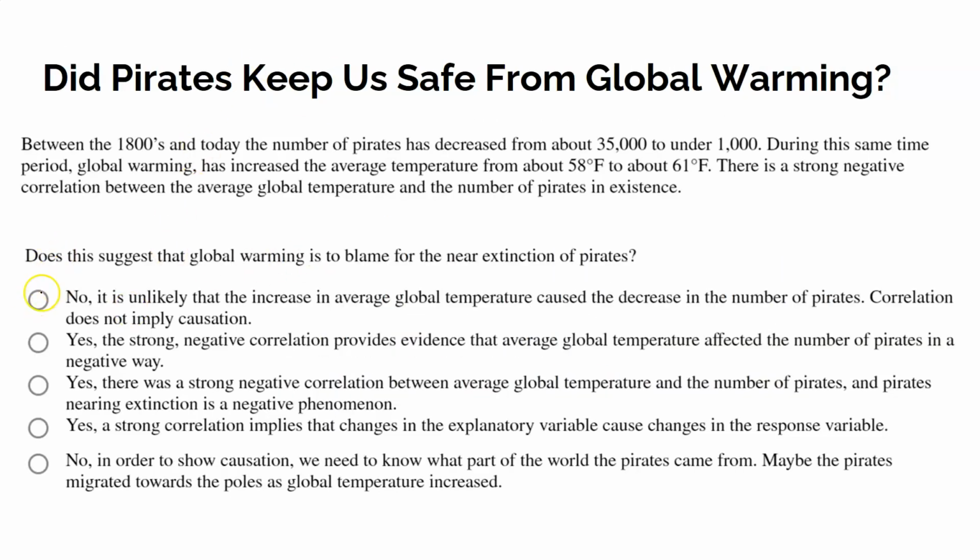You should have said no. There is no way that pirates kept us safe from global warming, so that narrows it down to these two. It is unlikely that the increase in average global temperature caused the decrease in the number of pirates. Correlation does not imply causation. The other option was, no, in order to show causation, we would need to know what part of the world the pirates came from. Maybe the pirates migrated towards the poles as global temperature increased. This explanation does not make sense, although the no is correct. We know that pirates did not migrate toward the poles, so your answer there should have been the first one.